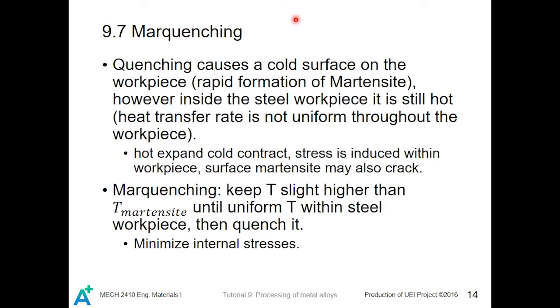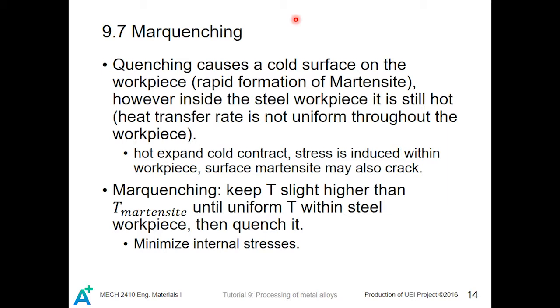So therefore, inside the steel workpiece, it will still be hot. Because the heat transfer rate is not uniform throughout the workpiece, their temperature dropping rates differ. Hot material has a higher volume, and cold material has a smaller volume, so there is stress induced in the workpiece. Due to such induced stress, as martensite is brittle, the surface martensite may crack during such a process, which is not desired.